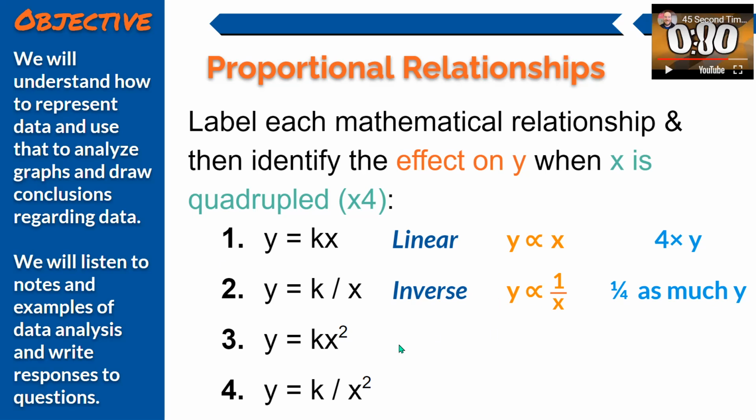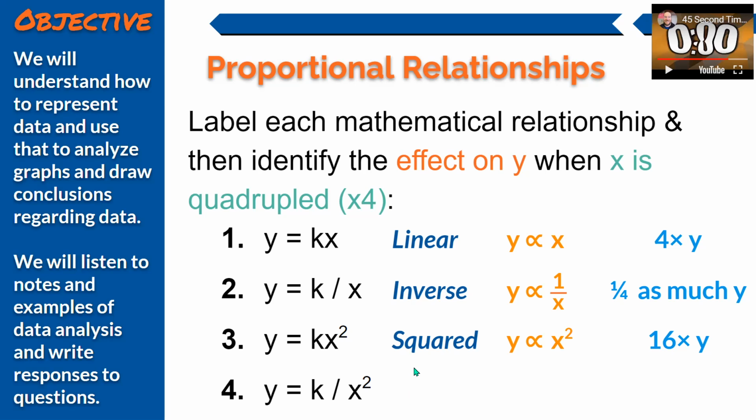Volunteers for number 3. Yes. Okay, what type of relationship is it first? Squared. Okay, which means y is proportional to x squared, and then you said how much? 16 times. Because if you were to quadruple this value, it is being squared. So it is not 4 times, it is 4 squared times, which of course is 16. Perfect. Anybody want to volunteer for the last one?